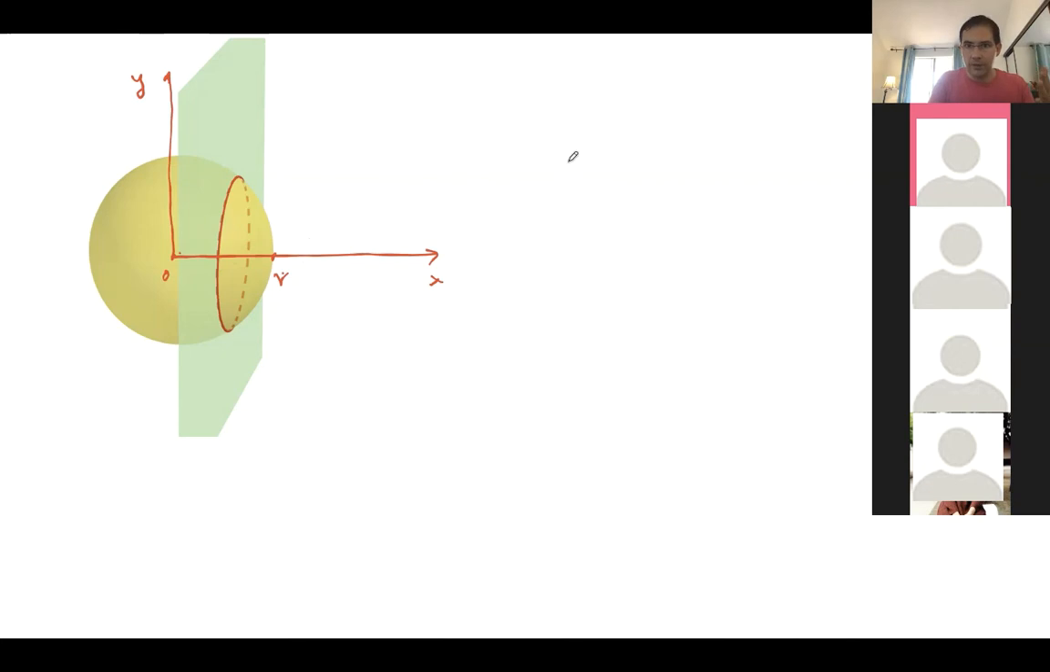So I need cross sections, and I'm going to fix any point between 0 and the radius, maybe this point, and call this point x. So x is any point between 0 and the radius. So here's my point x, and now I am looking at the corresponding cross section. So I'll take a plane, and here's my plane.